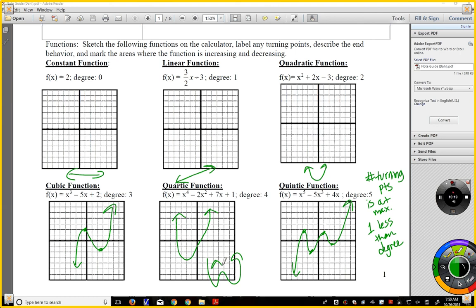What's the maximum amount of zeros or solutions or x-intercepts that a line can have? 1. What's the maximum amount of zeros or x-intercepts that a quadratic can have? 2. What's the maximum amount of x-intercepts that a cubic can have? 3, because it can turn around twice, so it can cross through, cross back through, and then cross through again. Does it have to have 3?